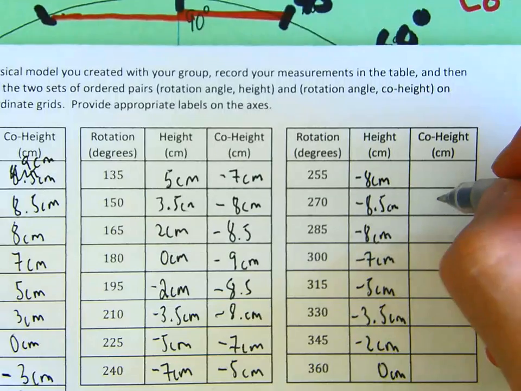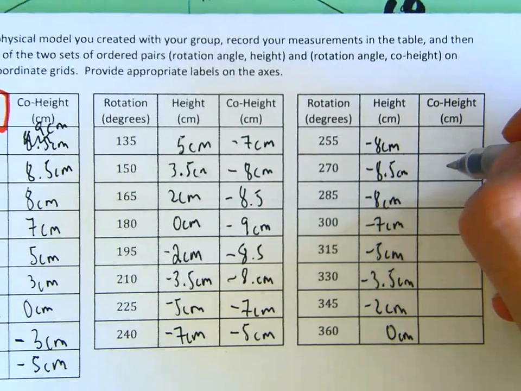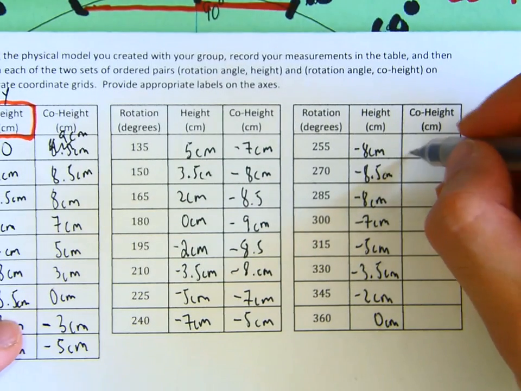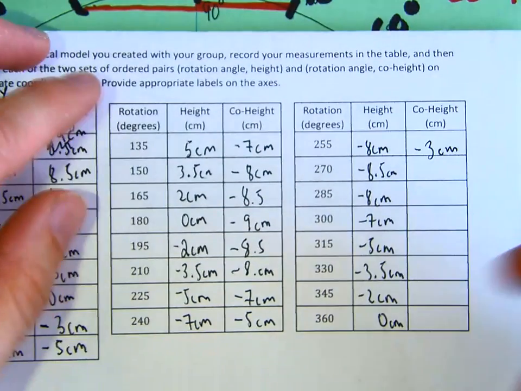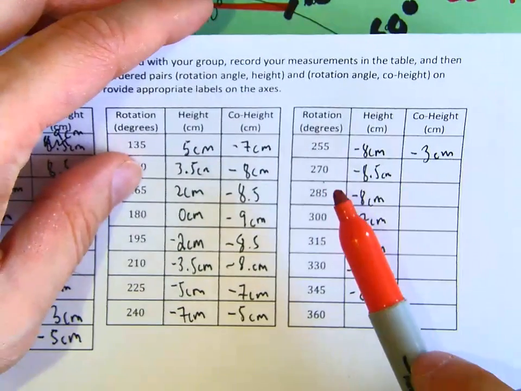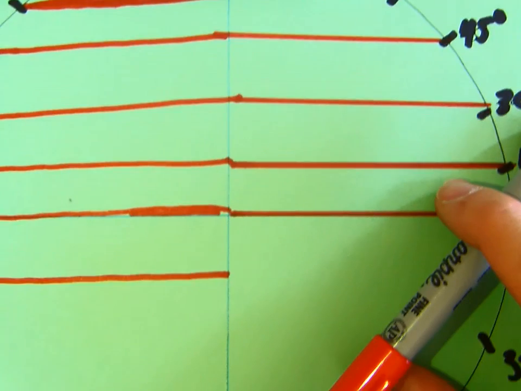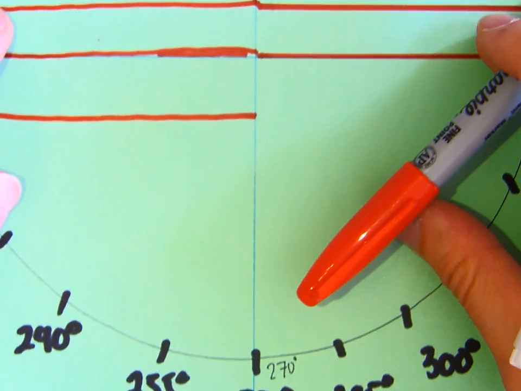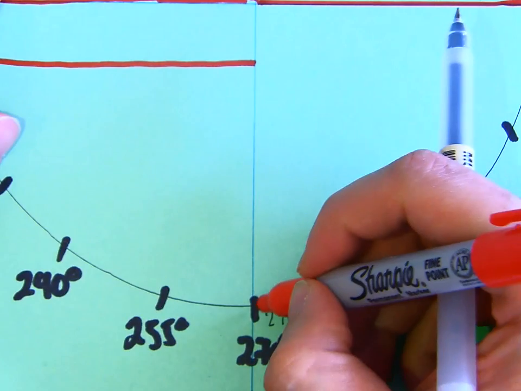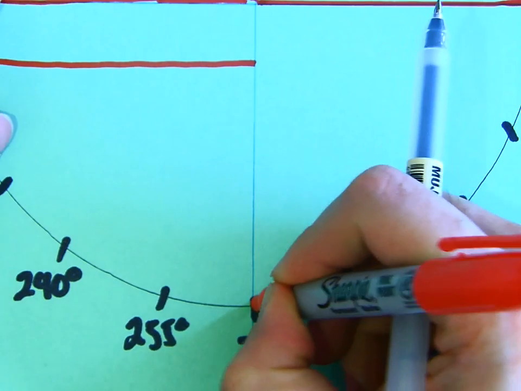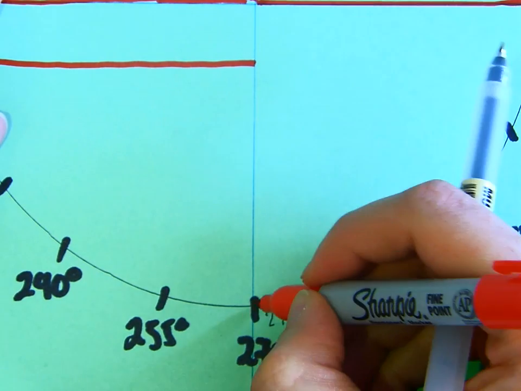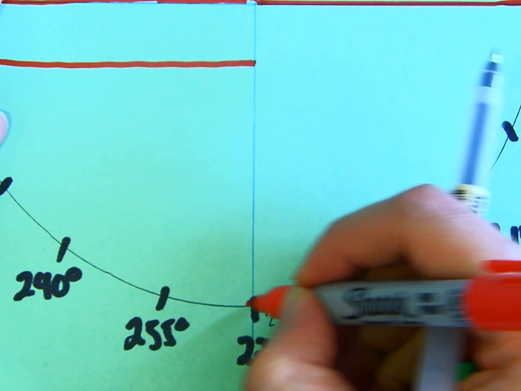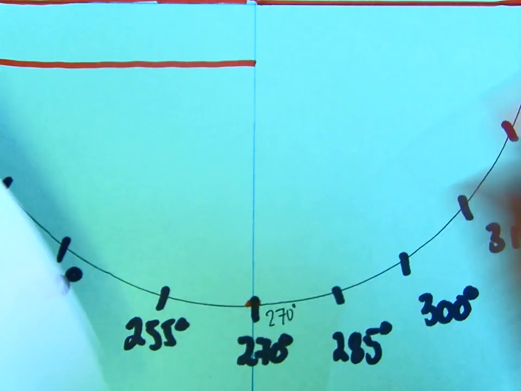This should be, let me zoom out a little bit, negative 3 centimeters. And then what's the CoHeight of 270? Let's think about that for a second because this will be very important. If we go to 270, what is this CoHeight? Notice that this CoHeight has to be 0. There's no distance here. So this will be 0.